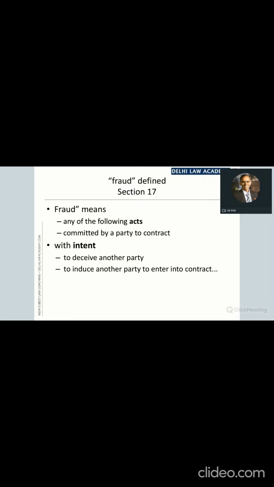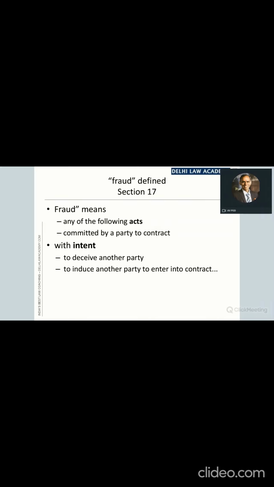Section 17 of the Contract Act defines fraud to mean any of the following acts committed by a party to a contract with intent to deceive another party or to induce another party to enter into the contract. So there must be an intention, there must be an act. Fraud comprises of an act and an intention. What act we will see in the next slide, but what intention that we can see presently. The intention should be either to deceive another party or to induce another party to enter into a contract.